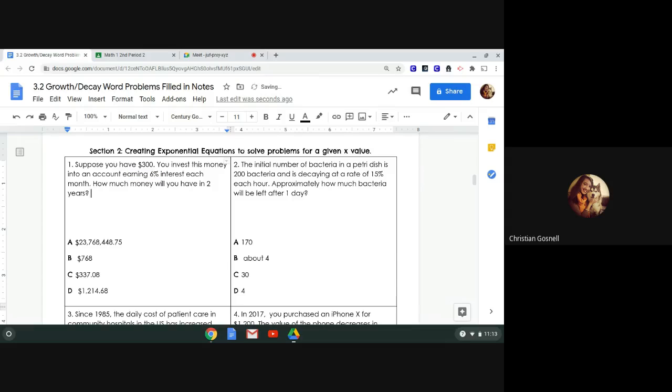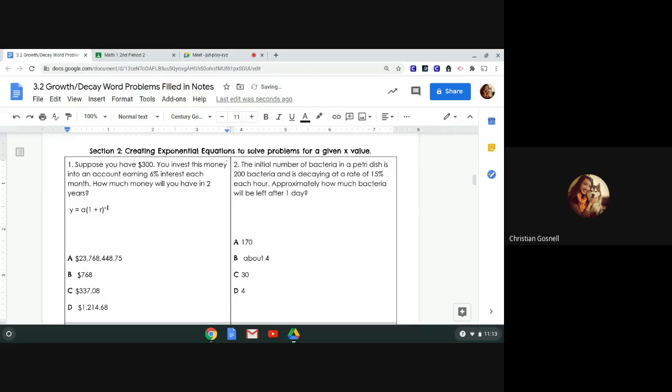Well, first we need to know that this is an exponential growth. So you have to use this equation: Y equals A times 1 plus R to the power of X. Recall that your A is your start value. So the amount of money that we start with here is 300. So I'm going to do Y equals 300.